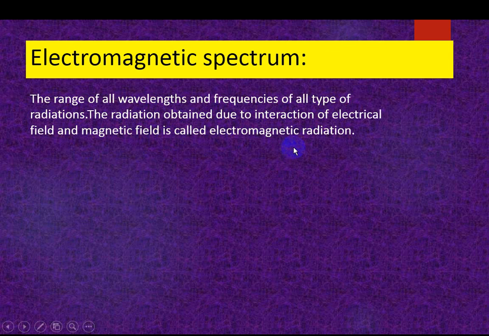This is also called electromagnetic radiation because when a light wave propagates, it contains an electrical field and a magnetic field working together. For this reason it is called an electromagnetic field. Electro comes from the electrical field and magnetic comes from the magnetic field. So light is electromagnetic radiation, because light is the interaction of electrical field and magnetic field. Okay, so the electromagnetic spectrum is the whole range of wavelengths and frequencies of all types of radiation.